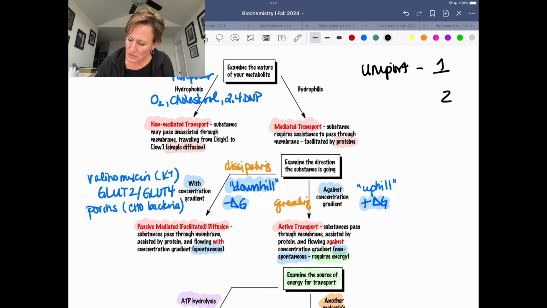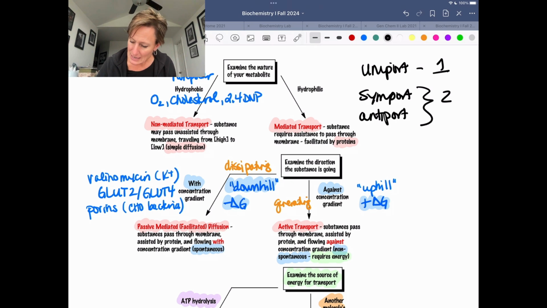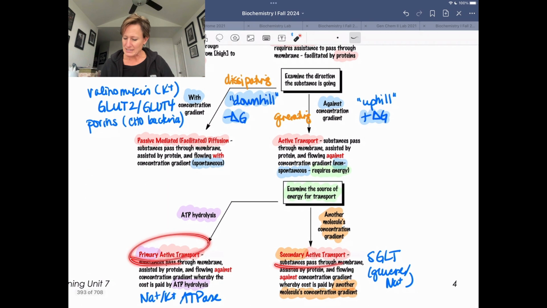If we are moving two things, we basically are going to have two possible options for ways that we can move two things. We can move them in the same direction. That is going to be a symport, or we can move them in the opposite direction. That is going to be an antiport. So uniport moving one thing, symport and antiports move two things. Symports move those two things in the same direction. Antiports move those two things in the opposite direction. So we'll make sure to clarify all of these transporters as we learn about them, whether they are facilitated diffusion, primary, or secondary active transport.